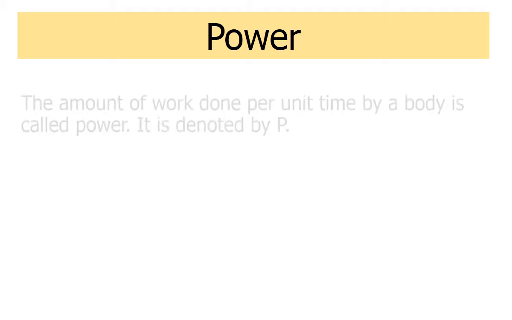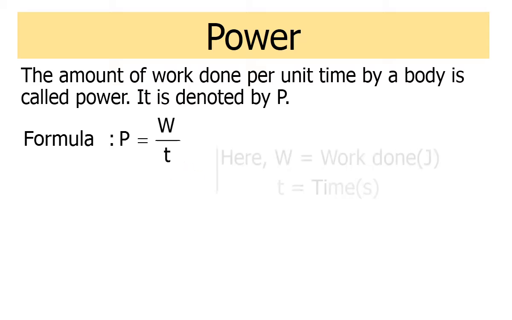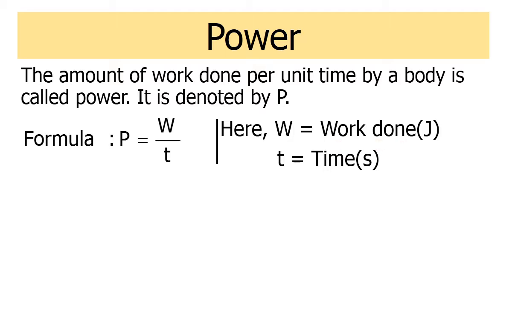The definition of power is the amount of work done per unit time by a body. It is denoted by P, and if W amount of work is done in time t, then the formula of power will be P equals W by t. Here W is the work done, whose unit is joule, and t is the time, whose unit is seconds. If we put the unit of work and time in the formula of P, then we get the unit of power as joule per second.